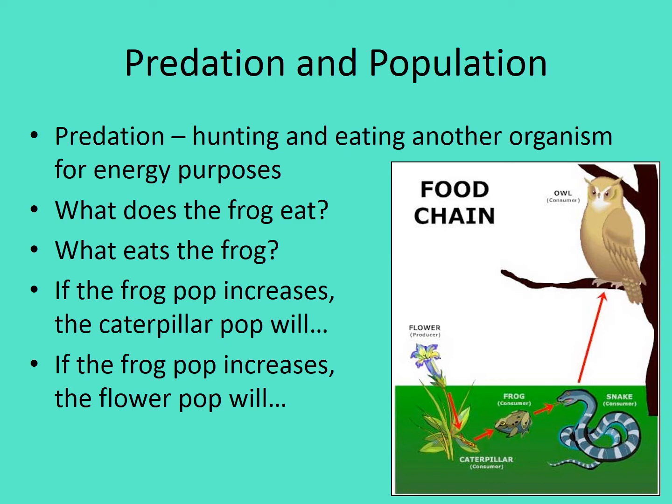Now, if the frog population increases, what's going to happen to our flower population? Well, if the caterpillar is the thing eating the flower and the caterpillar population goes down, then our flower is going to have a boom in its population. So we're looking at the dynamics of how one organism's population affects really everybody else's.